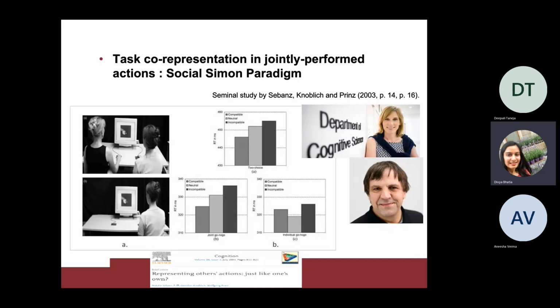So what is happening here? It's a simple two-choice reaction time experiment conducted by one person. Higher reaction time for the incompatible stimuli, the incongruent condition. Neutral is just here in the middle, and this is the compatible condition. So you see very clear Simon effect.